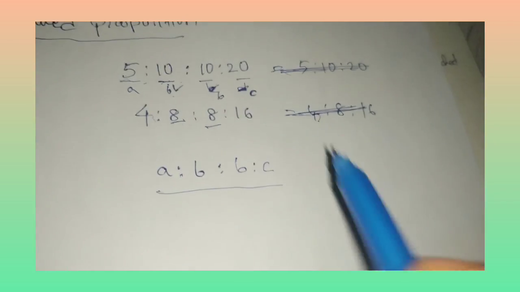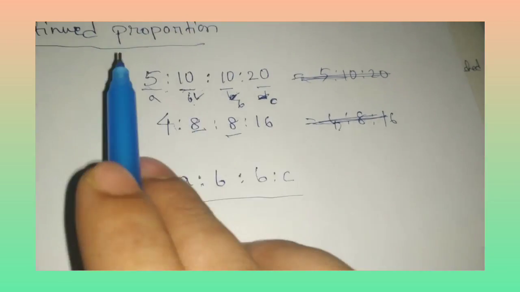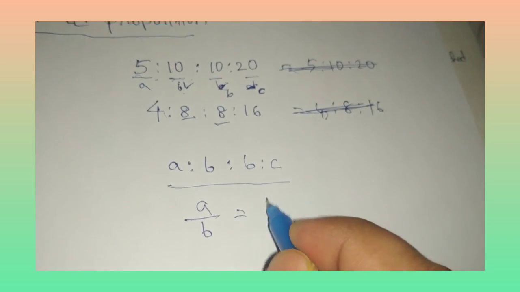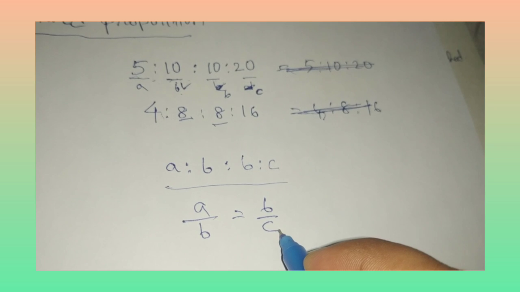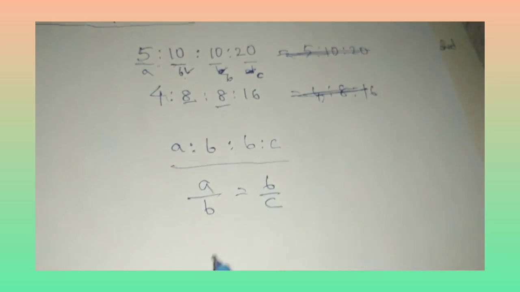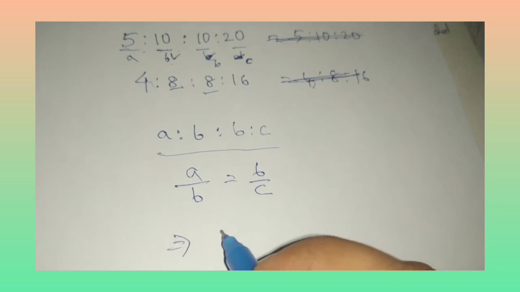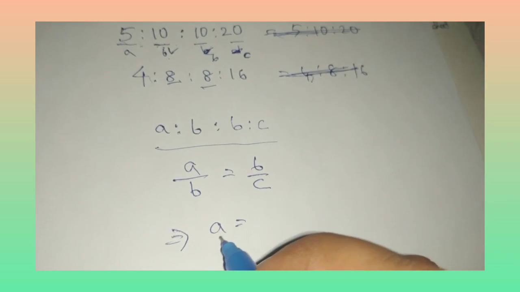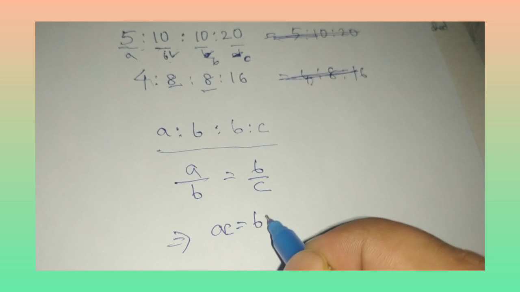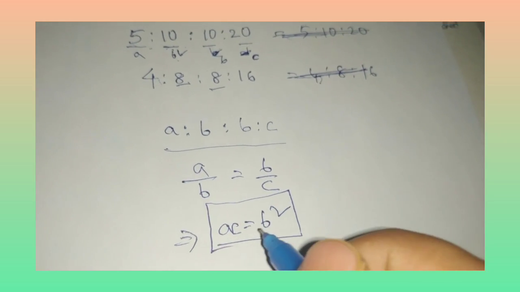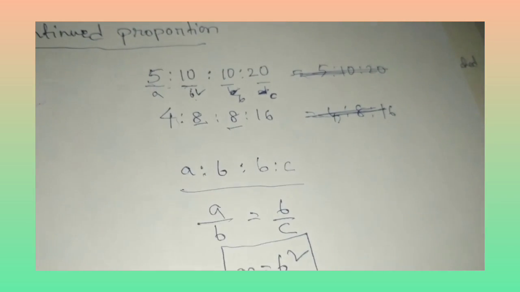Okay, so since it's a proportion, we can write A by B equals B by C. If we cross multiply, what do we get? AC equals B square. So this is another formula which we get from continued proportion.